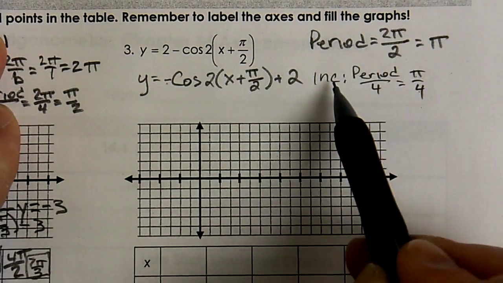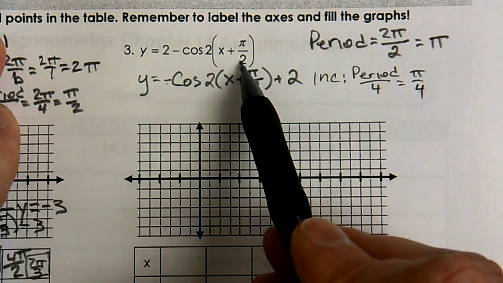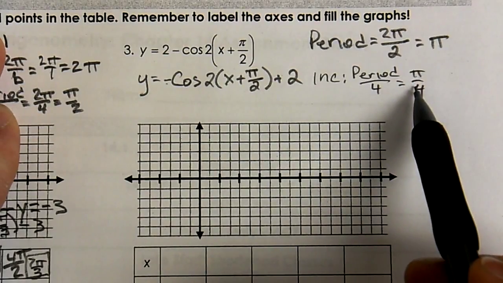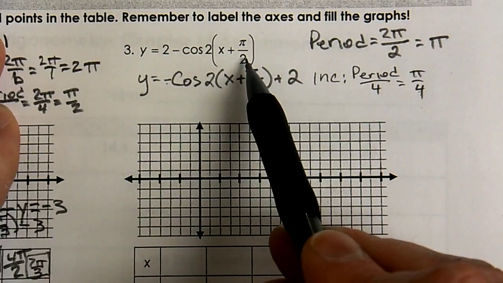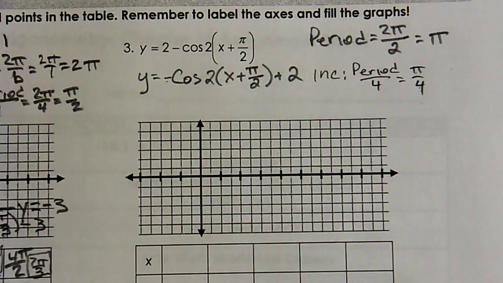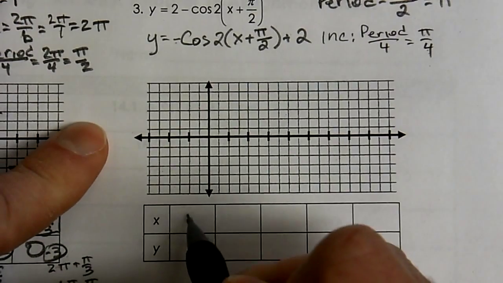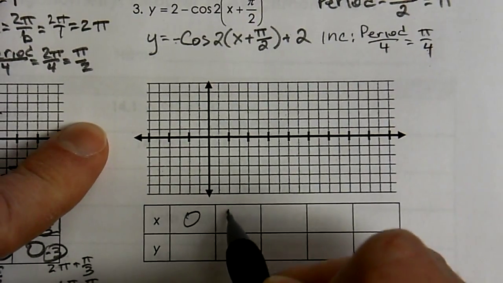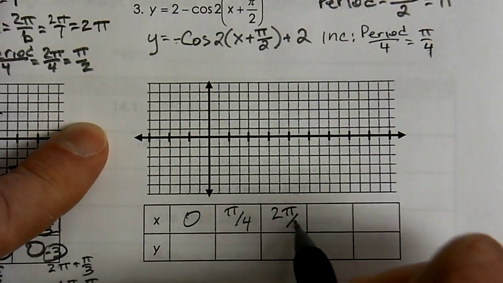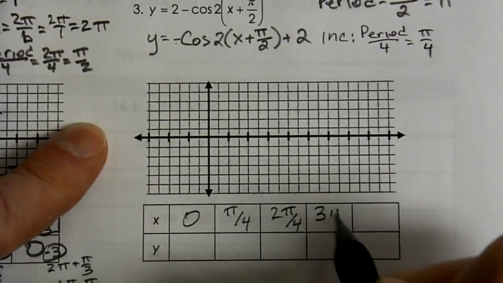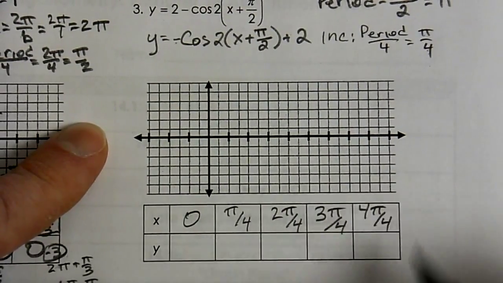Now our pi over 4 increments and our translation of pi over 2, these can work nicely with each other. Pi over 4, it takes 2 of them to match that. So we won't have as much difficulty this time. So 0, this is pi over 4, this is 2 pi over 4, 3 pi over 4, and 4 pi over 4.